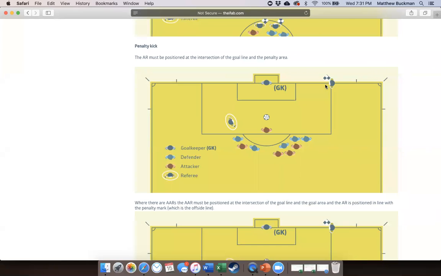Last question here: what is the correct restart if the goalkeeper steps off the line? I will get to that in a moment when we talk about offenses and sanctions. Any other questions or comments on the positioning, what this needs to look like, and what our duties are while this is happening?